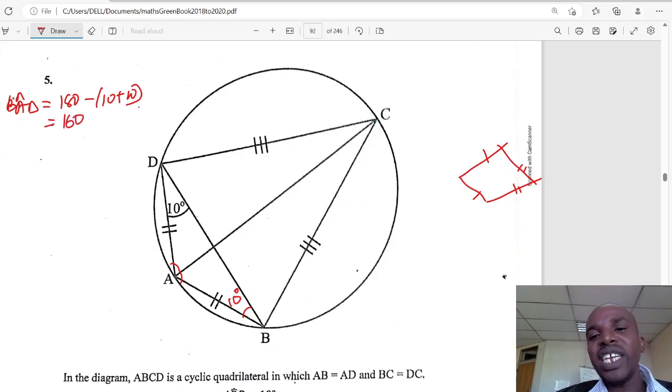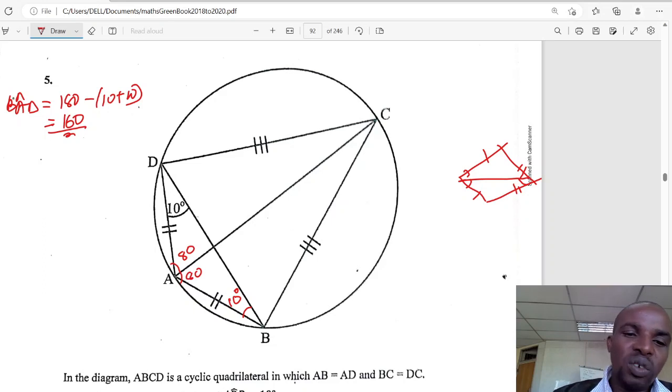Right. Then for a kite, if you draw a diagonal, it will bisect these angles into 2. These angles also into 2. So which means since it's 160, 160 divided by 2 is what? Is 80. This angle will be 80. This angle also will be 80 degrees, right? Please take note of that part.